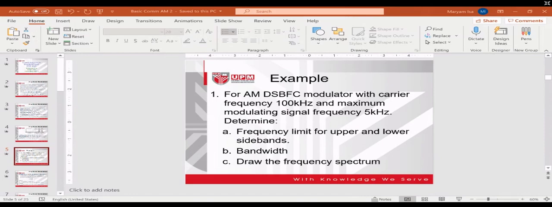Okay, while I'm waiting for Azuddin. Amani, you here? Okay, 100K, 205K. Amani, are you here? Can you give the lower frequency, lower sideband? Frequency, sideband for the lower. And next, Luman Hakim, the bandwidth.